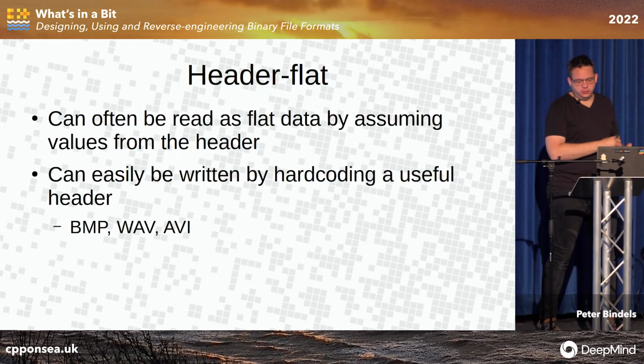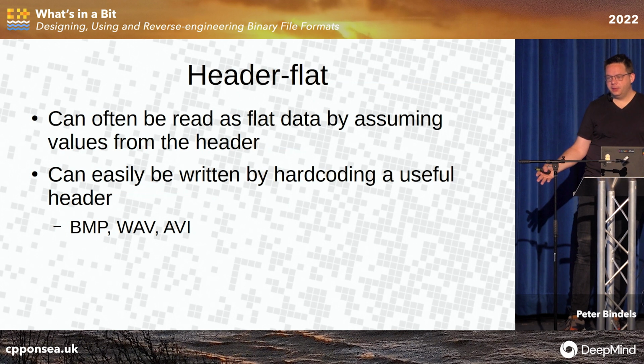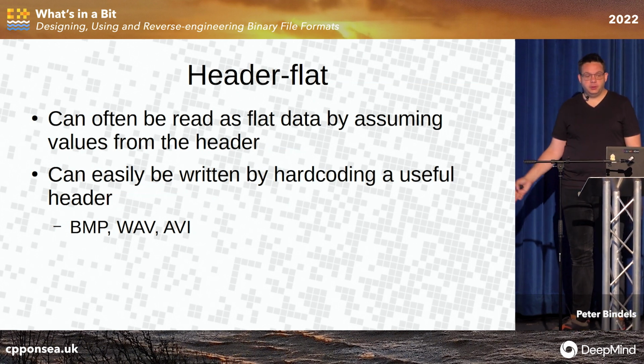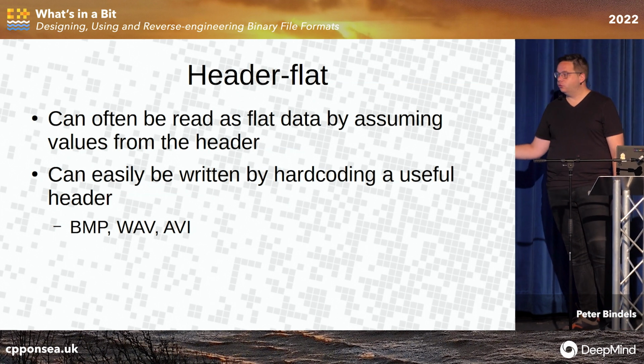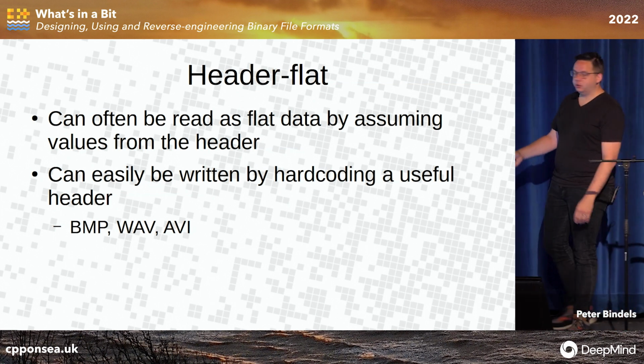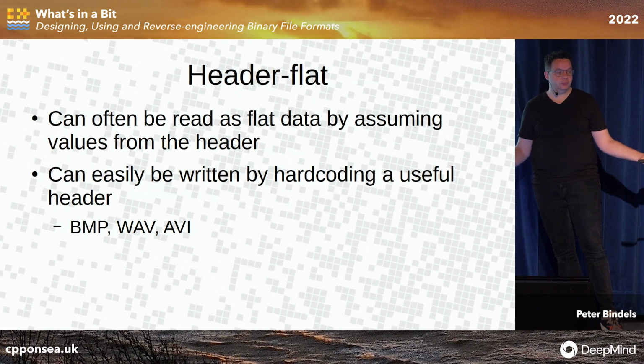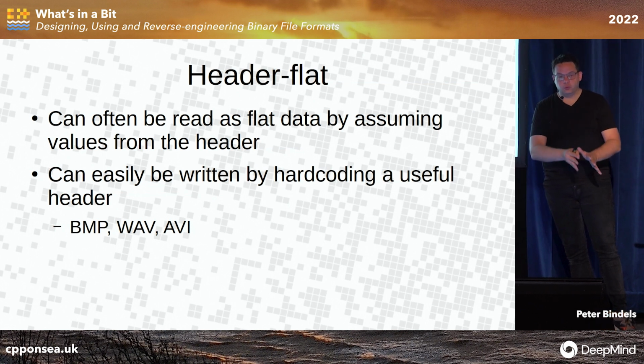The second type we have is a header with flat data. And this is a major improvement. It means that when you're opening a file, your tool can say this is the wrong kind of file. You're trying to open an image as audio. You're trying to open audio with MS Paint. It doesn't work that way.